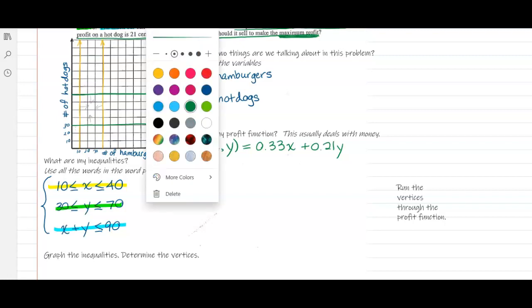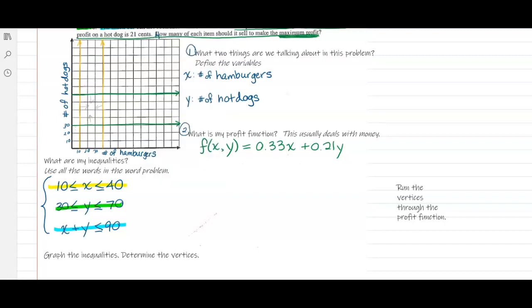And finally, I have my last line, this blue equation. X plus y is less than or equal to 90. Now, I could solve for y and graph with slope-intercept, but instead I'm going to say if x is 0, y is 90. If I don't sell any hamburgers, I can sell 90 hot dogs, which will be right here. And same thing holds if we do it the other way. If I don't sell any hot dogs, how many hamburgers? 90. So this is 40, 80, 90 would be right here.